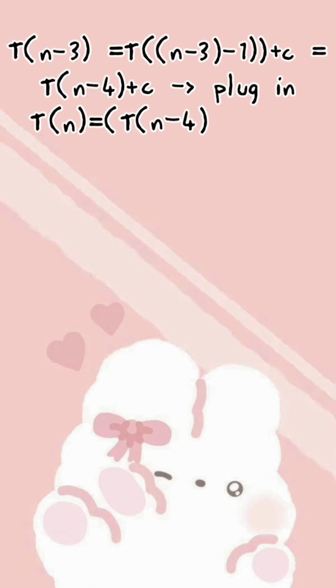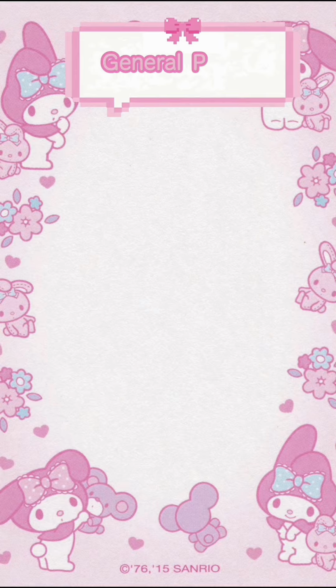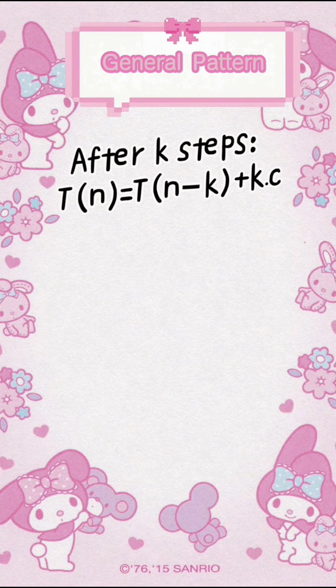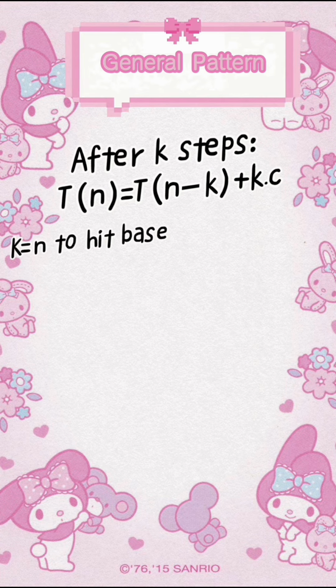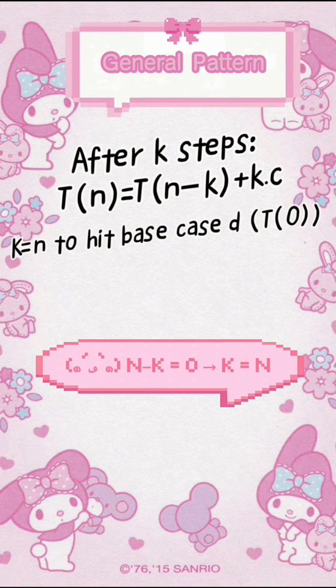Now let's substitute for T(n-3). You've probably noticed by now a pattern. After k steps, we've unrolled down to T(n-k), with each step adding a c. So the general pattern is T(n) = T(n-k) + k times c. We stop unrolling when the inside hits the base case. So that means this happens when n-k equals 0, which means k is n.